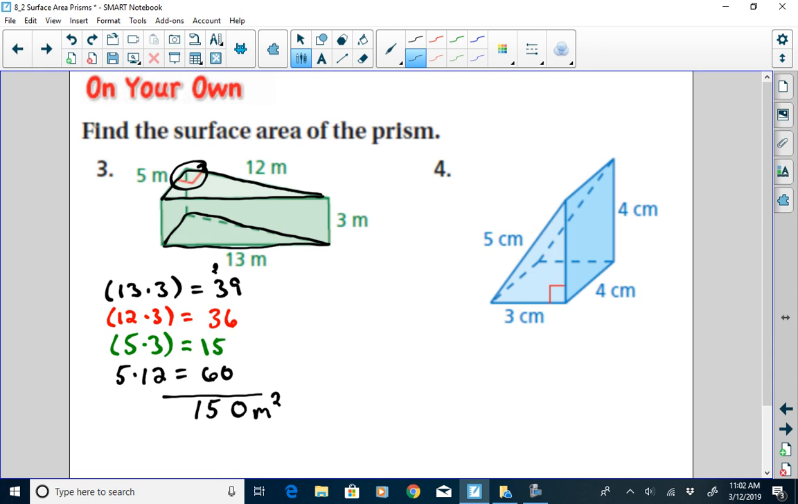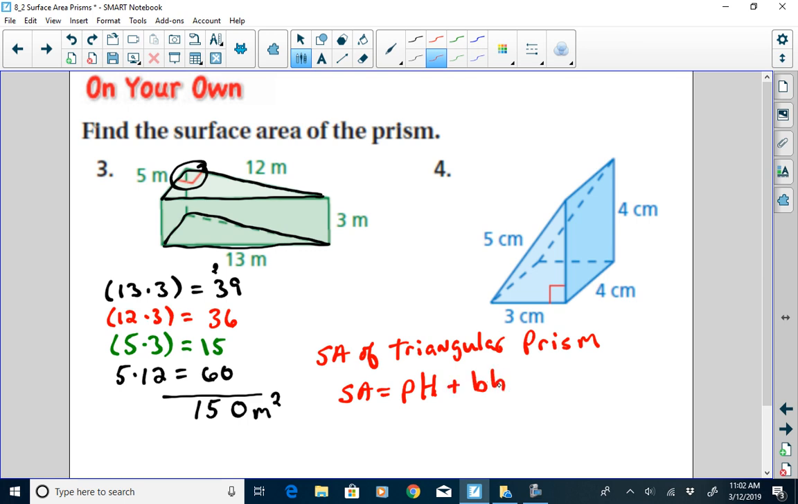Now, there is a formula that we can use for surface area as well of a triangular prism. Little different formula. Surface area of a triangular prism, triangular prism looks like this. Surface area is equal to the perimeter times, I like to use a capital H because it's the height of the prism as it sits on its base, plus the base times a lowercase h because that is the height of the triangular base. Right? So we have a capital H and a lowercase h I use in my formulas.